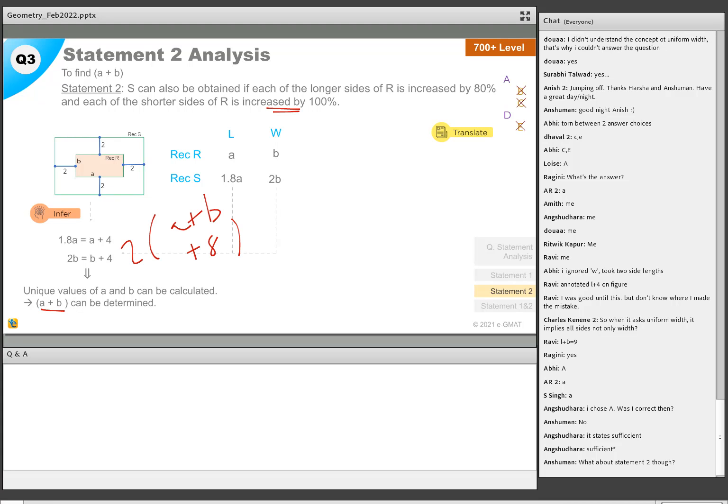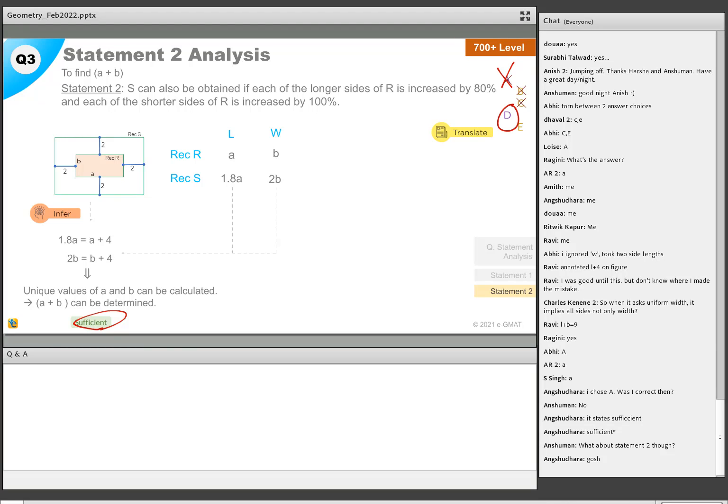Or in other words, statement 2 is also perfectly sufficient to give you the correct answer, which makes the correct answer not option A. The correct answer is option D, because both statements are perfectly sufficient on their own. So Anshudhara, you evaluated statement 1 correctly. You did not analyze statement 2 properly. In all probability, you did not figure out this point. Am I correct?